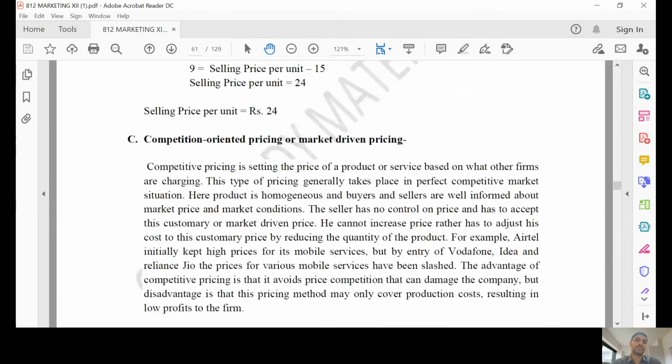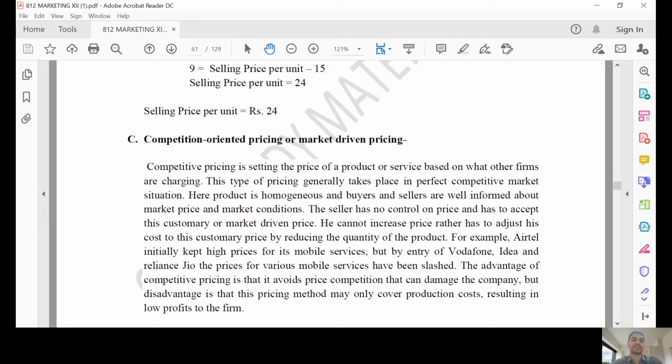Now let us study the third category, competition-oriented pricing. So we have studied so far demand-oriented pricing, cost-oriented pricing. Now let us see competition-oriented pricing. From the name itself, all of us know what is meant by competition-oriented pricing. We are fixing the price of the product based on the competition in the market.